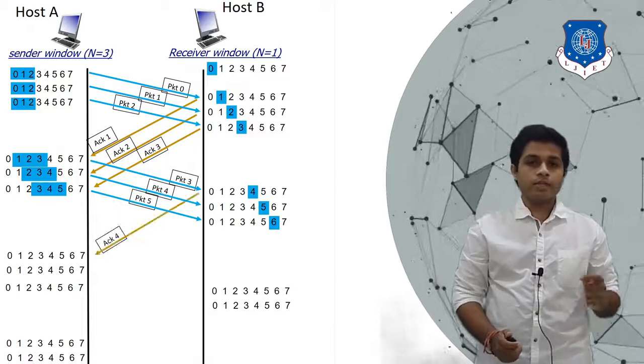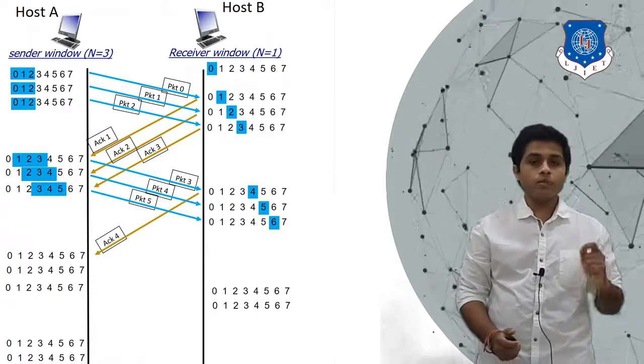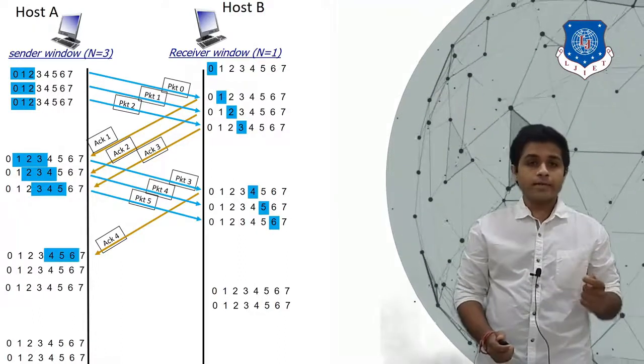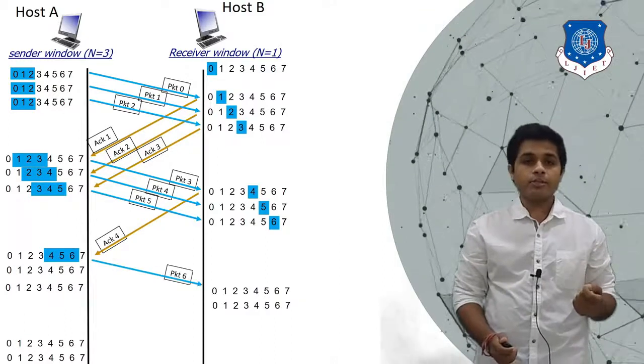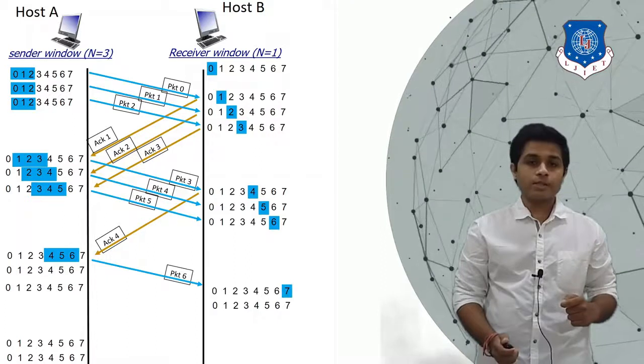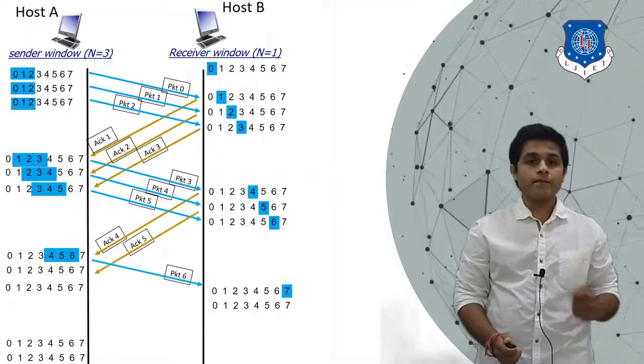So we will receive the acknowledgement for the packet 3, which is ACK 4. So window at the sender's side will slide. So sender will send the next packet, which is packet 6. B receives the packet 6, so window will slide to 7. Then A will receive acknowledgement 5.